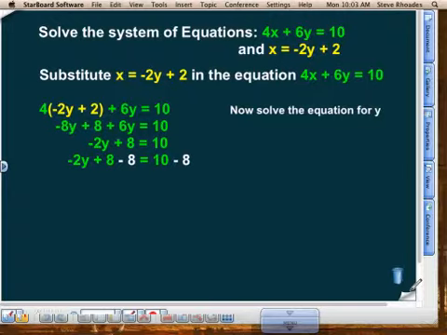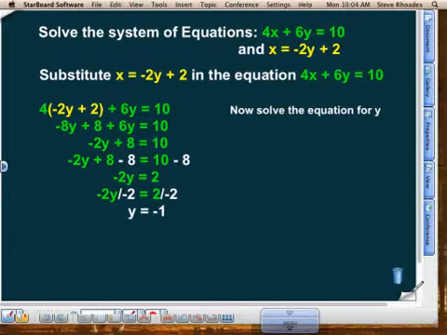Subtract 8 from both sides. So the answer, then we're going to come down here, negative 2y equals 2, divide by negative 2, and we get the answer, y is equal to negative 1. Okay, now you're halfway there, right? All you got to do is find x.